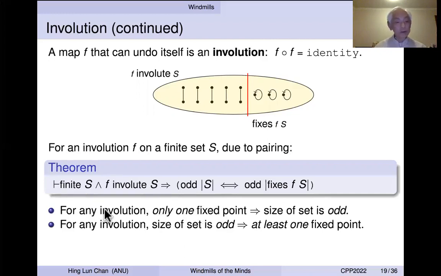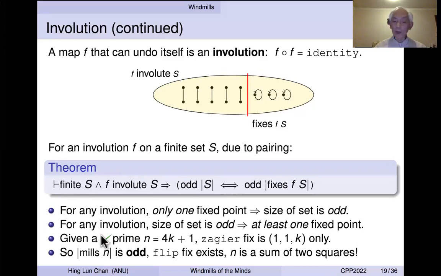And as a result, we can have some observations. And that is, for any involution, if there's only one fixed point, then the size of the overall set must be odd. On the other hand, if the size of the overall set is odd, it must imply that there is at least one fixed point.